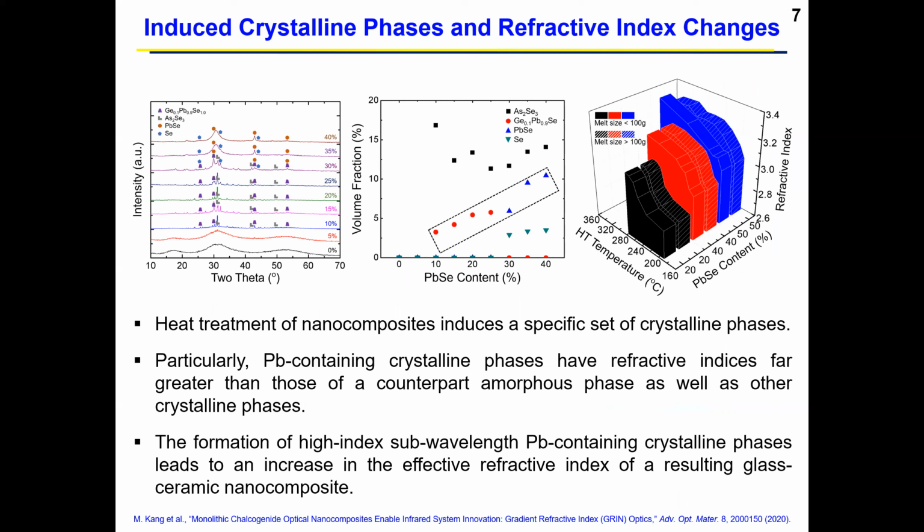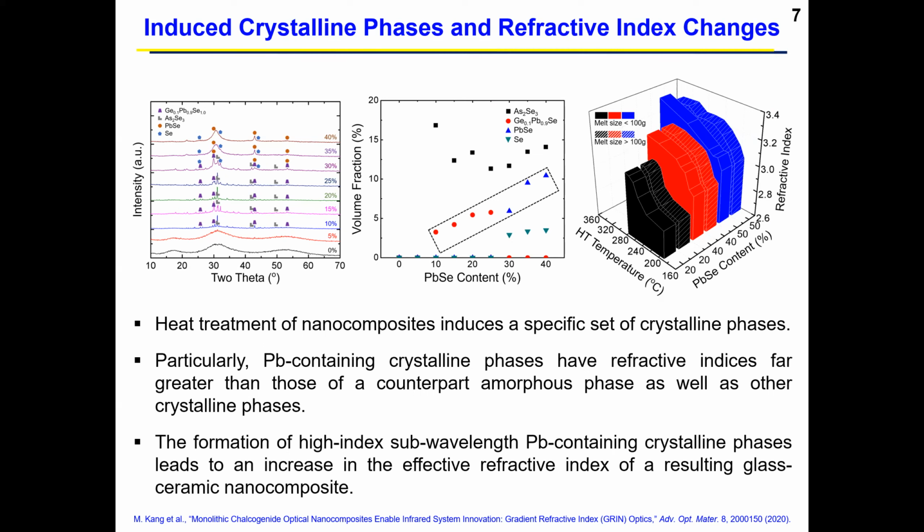These XRD data on the top show what type of crystalline phase is created within the bulk samples with change in composition from 0 to 40%. From the XRD spectrum, we then extracted the volume fractions of each crystalline phase for each composition, as you can see in the middle. Most importantly, lead selenide or germanium lead selenide crystals have refractive indexes close to 5, which is way higher than those of other crystalline phases or counterpart glass phases, all of which are below 3.